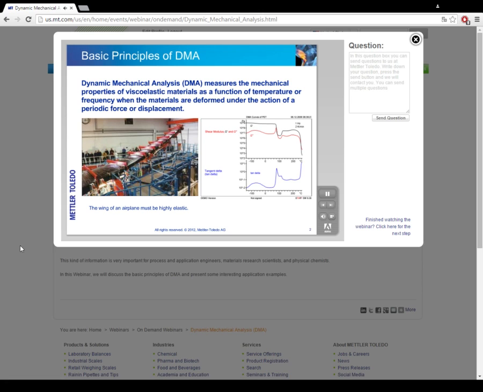Depending on the measurement mode, DMA determines either the shear modulus G or Young's modulus E. The diagram on the right shows the results of a DMA measurement of PET in the shear mode. The curves display the storage modulus G', loss modulus G'', and tan delta as a function of temperature.